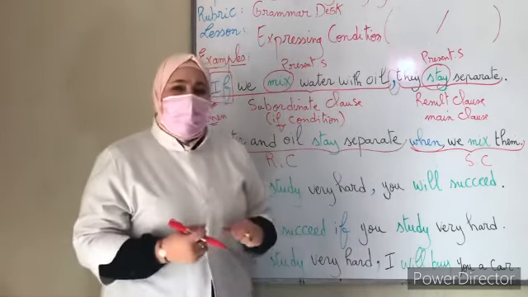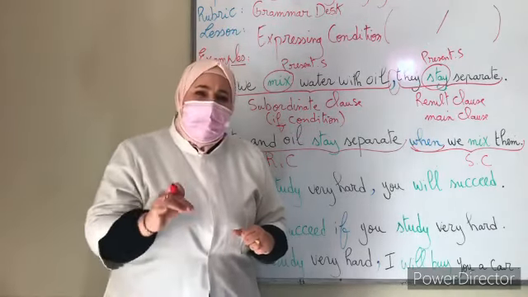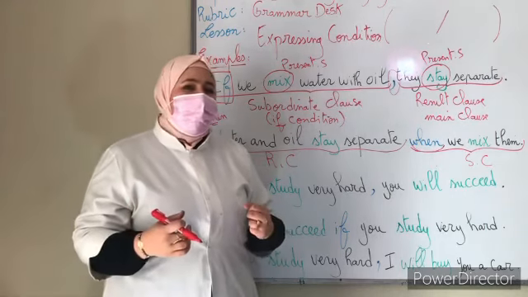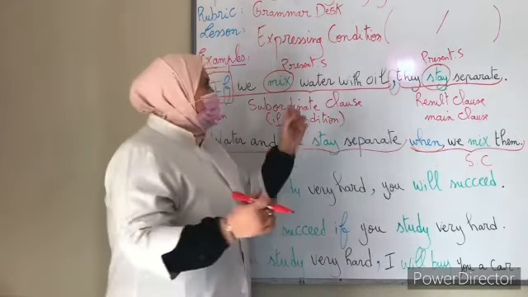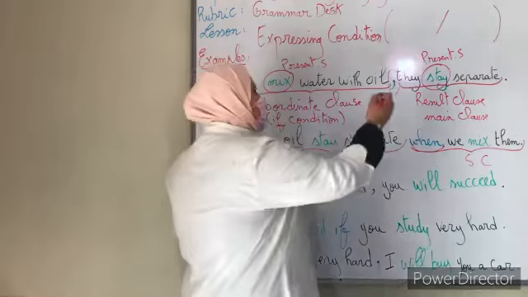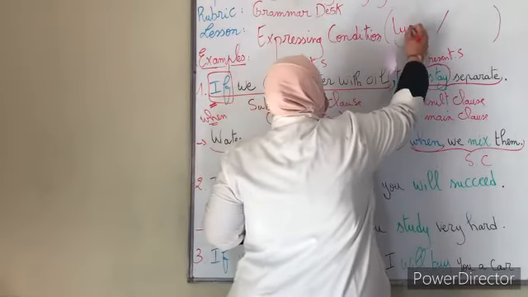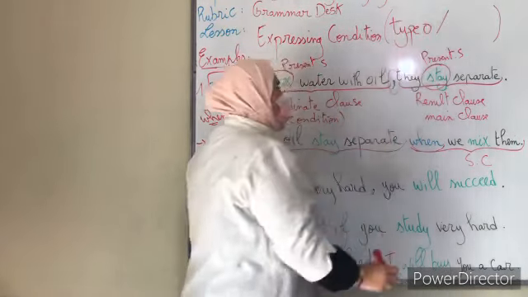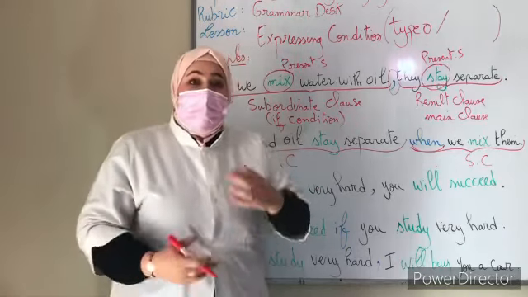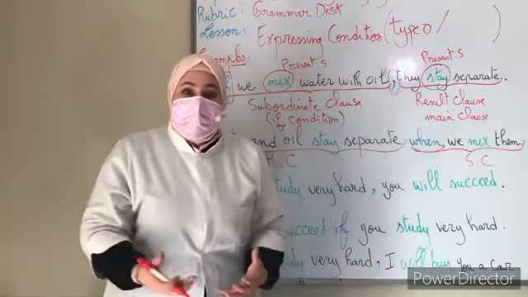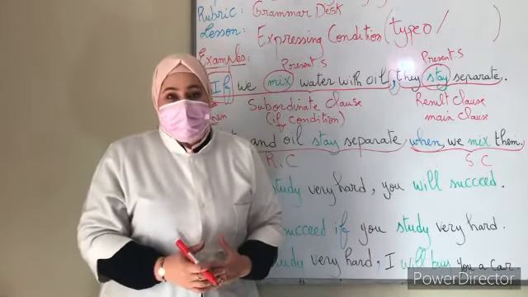So what do you think about this condition? It is true at any time. And this is conditional type 0. So today we're going to speak about conditional type 0, when we speak about the scientific truth or when we obtain the same result of a specific condition.